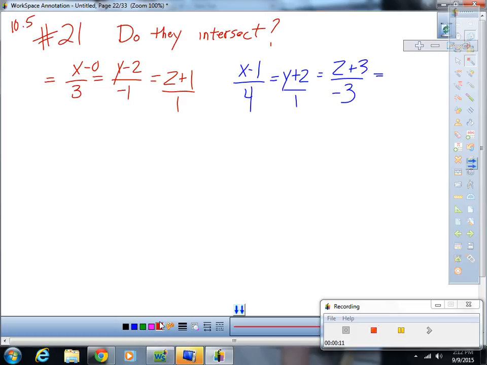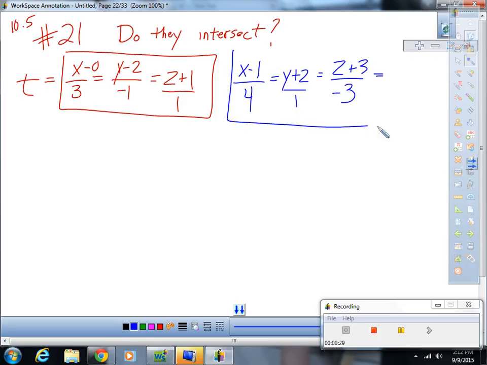All right, so do these two lines intersect is the question being asked. So what you have to understand is that these are symmetric equations right here. They're all equal to the same thing, and we'll call that thing T. These are also symmetric equations, but they might be equal to a different thing, so we'll call that thing S. If those things are the same, then maybe we'll find out that these things do intersect.